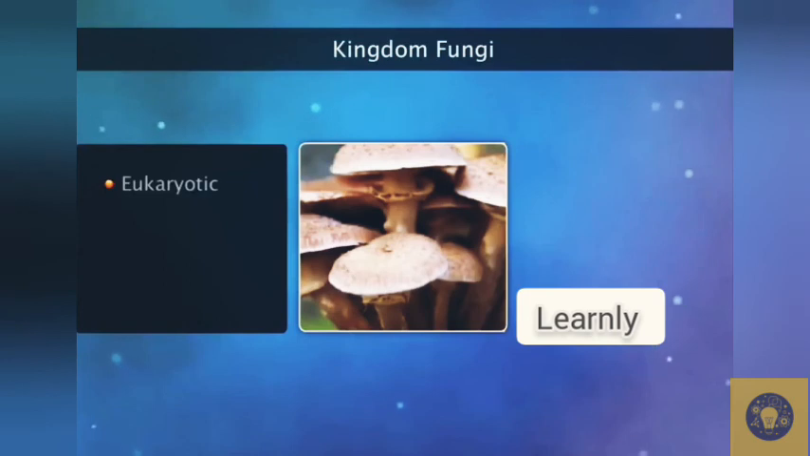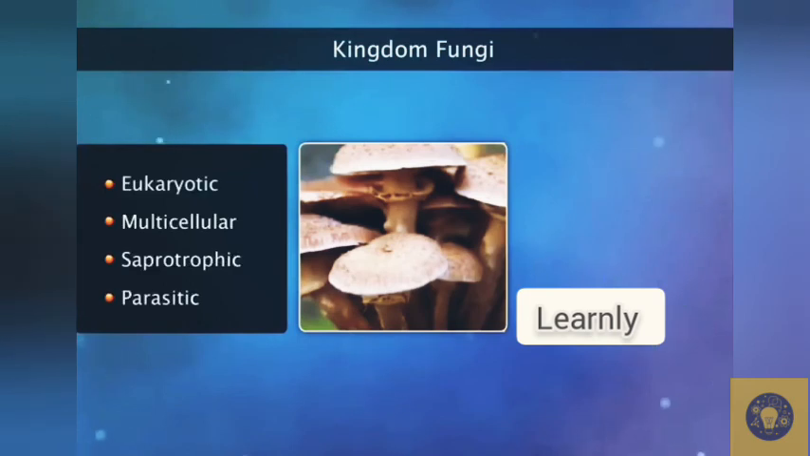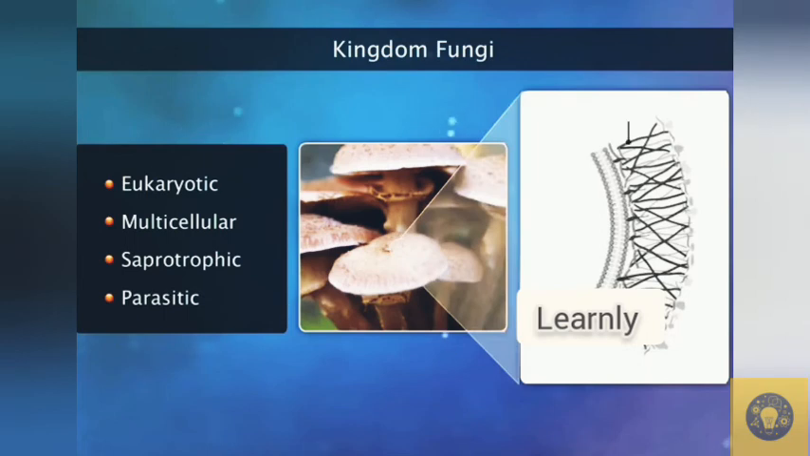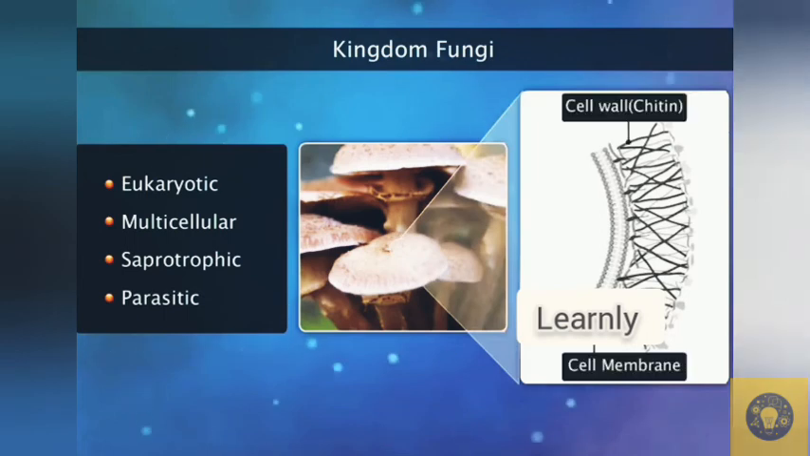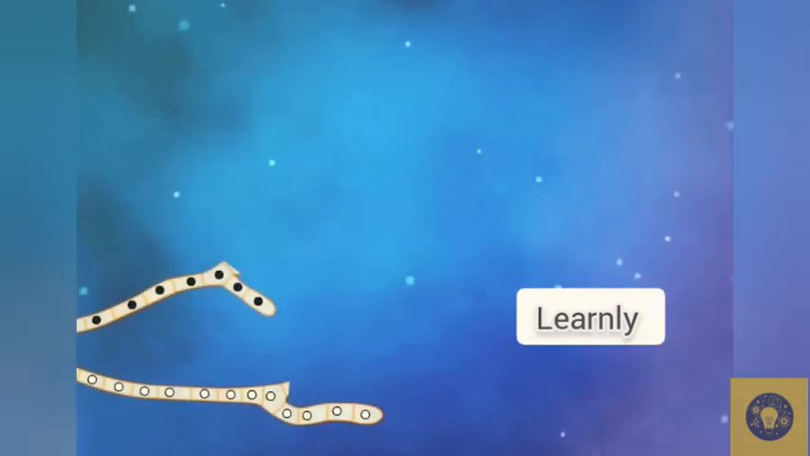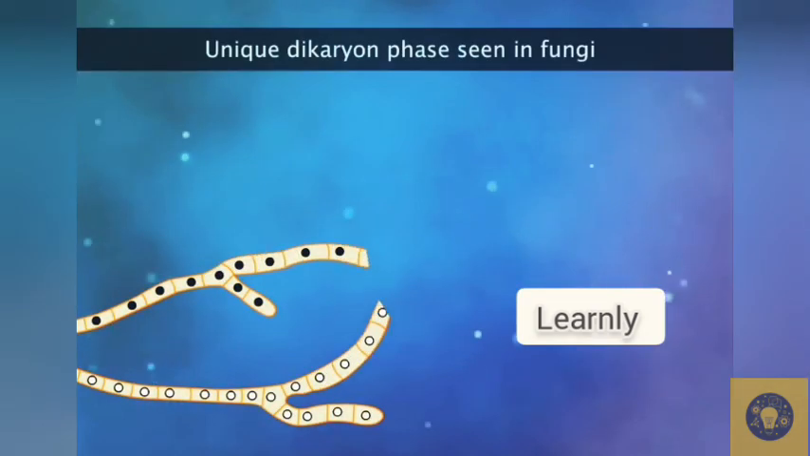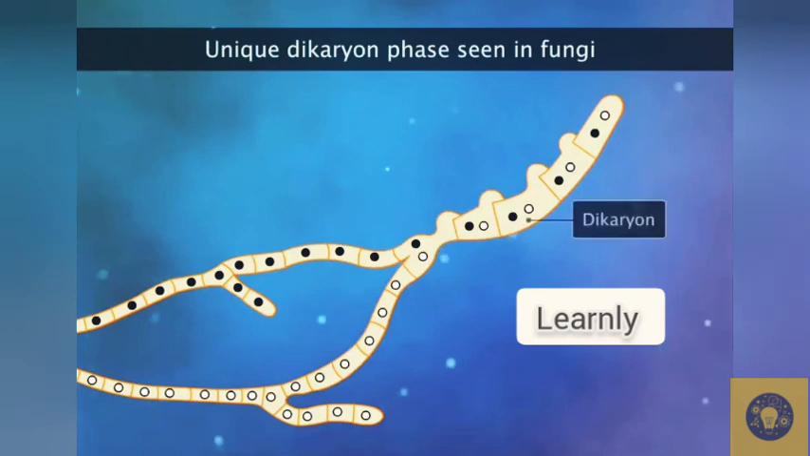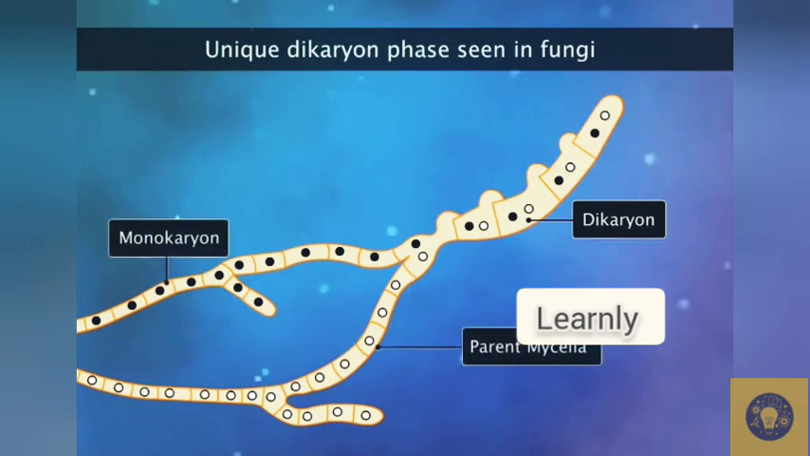Kingdom Fungi includes eukaryotic, multicellular, saprotrophic, and parasitic organisms in which the cell wall is composed of chitin. In some fungi, a characteristic dikaryon phase is present, where the cytoplasm of two parent mycelia fuses without fusing the two nuclei.